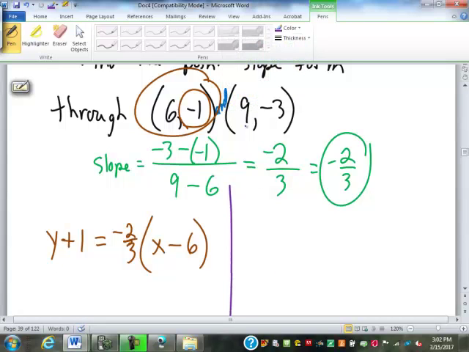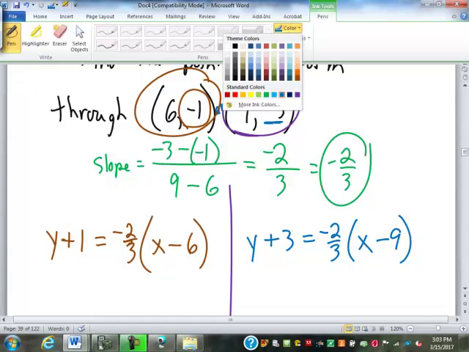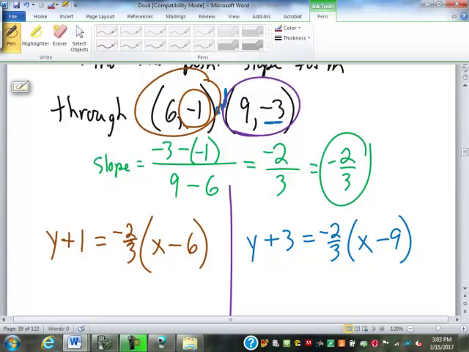Now, if we used the other point, this would look a little bit different. y minus y1. Well, y1 is negative 3. So minus a negative 3 is plus 3. What's next? Negative 2/3 times x minus 9. Good. Now these don't look much alike, but they really are the same equation.